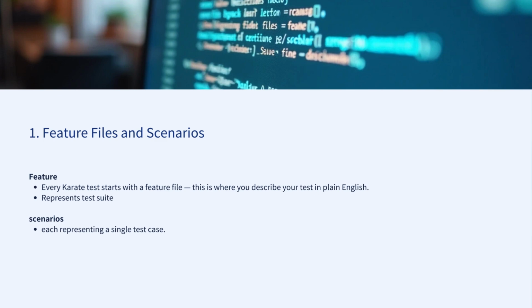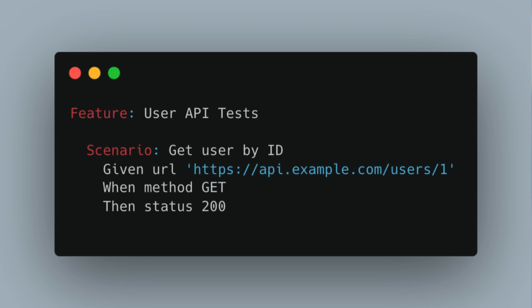1. Feature files and scenarios. Every Karate test starts with a feature file. This is where you describe your test in plain English. Each feature file represents a test suite, and inside it, you'll have one or more scenarios. Each scenario is like an individual test case. Let's look at an example.